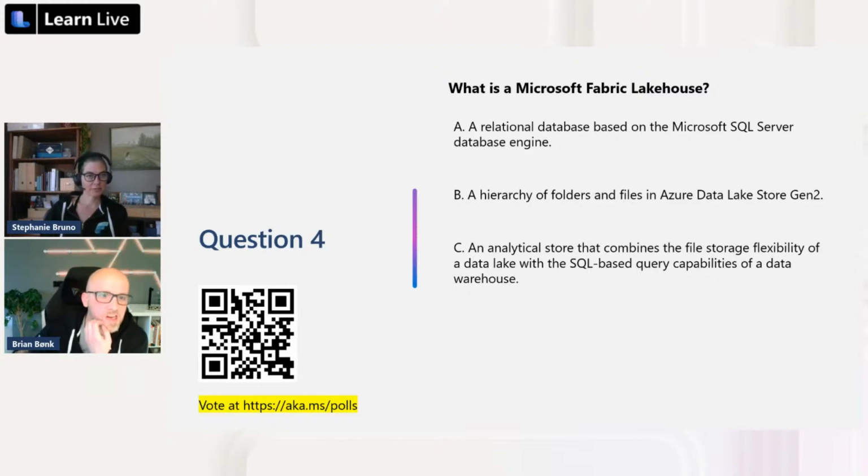So how are we doing on getting votes? Okay, we've got some votes coming in. If we think back, then a relational database based on the SQL Server database engine, yes, we saw that it looked like the SQL database engine, but I think we are a bit misled there if we think it's a SQL Server. And it could also be a hierarchy of folders. Yes, I can create folders, and I can create folders within folders, but then it is just folders and files in the data lake. So I would guess C here.